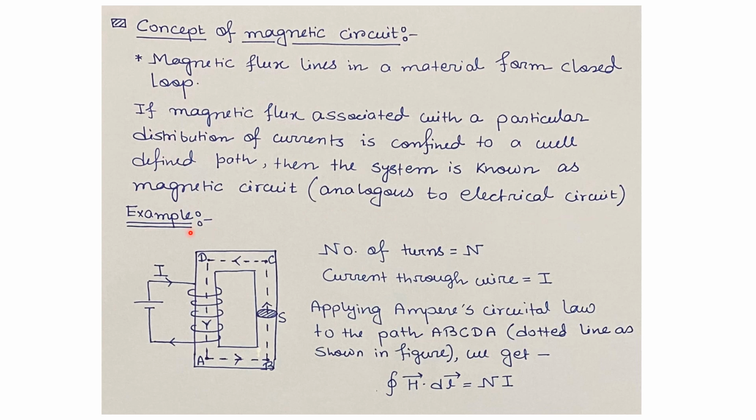Let us see an example now. We will consider a magnetic circuit, which is basically an electromagnet, consisting of a core material having high magnetic permeability. The number of turns in the windings is capital N. The current through the wire is I. Now we will consider a closed path ABCDA, the dotted line in the figure, along which we will apply Ampere's circuital law. So we get the closed path integral of the magnetic field vector H equals N times I.